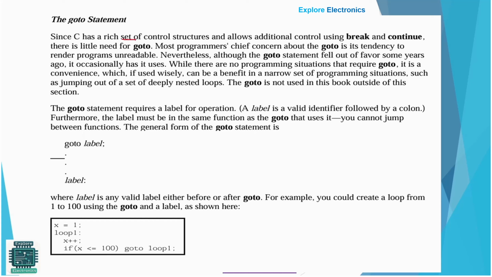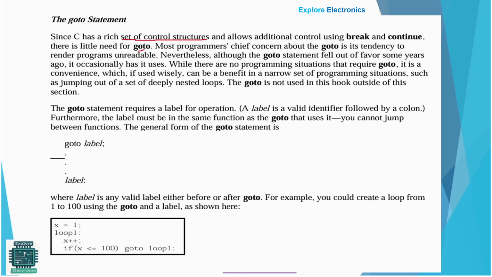Since C has a rich set of control structures and additional control using break and continue, there is little need for goto. Most programmers' chief concern about goto is its tendency to render programs unreadable, which means it is difficult to read.